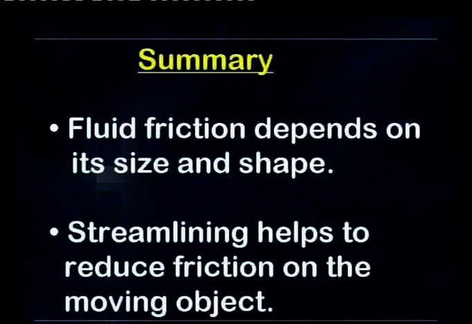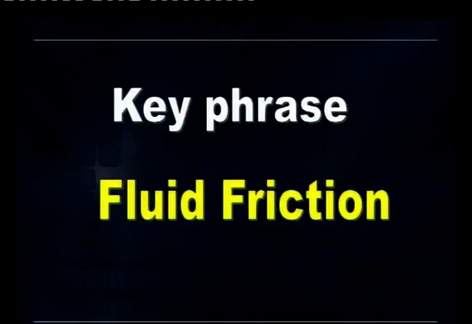All right, when we talk about streamlining, we're talking about shaping an object. All right, those two pictures you saw, the two boats, they have different shapes. All right, now how can you shape something to help reduce friction? Right, so there's something for you to think about. That is the last summary point for this lesson. Key phrase is fluid friction.